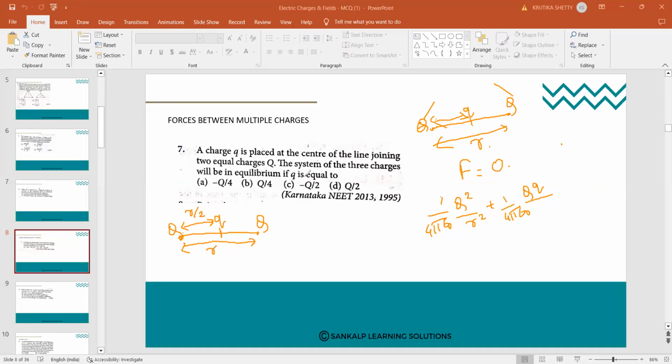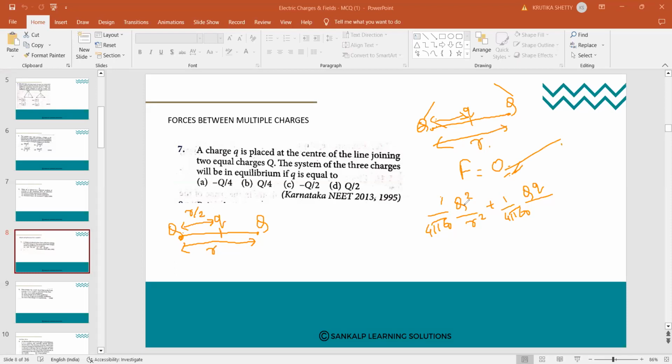In the second part, what are they saying? The system of the three charges will be in equilibrium. So it is in equilibrium, but they are asking what is the value of your charge. When you say equilibrium, what happens? External force on the body must be 0.